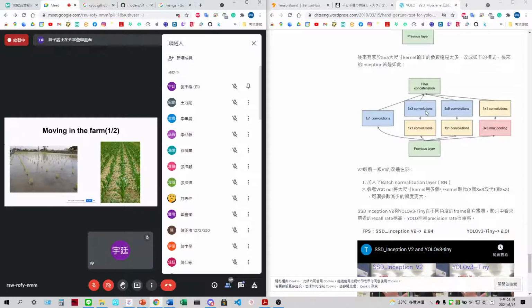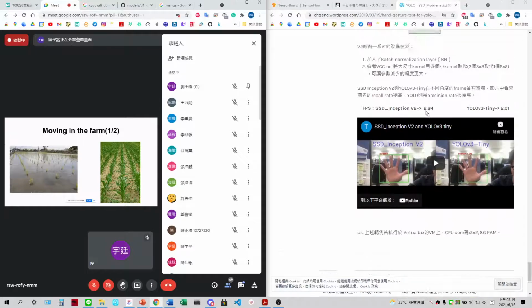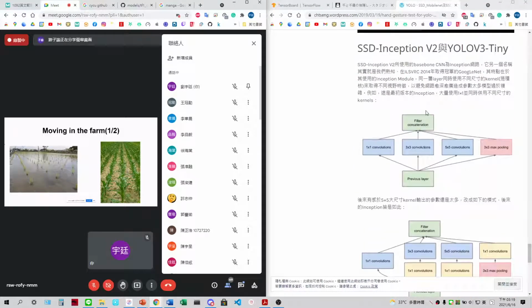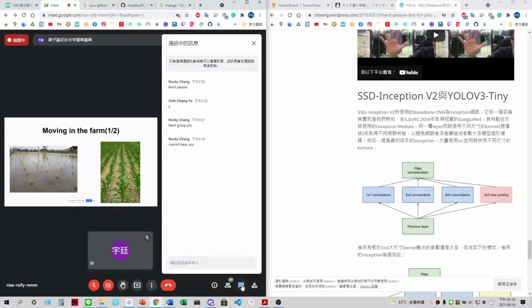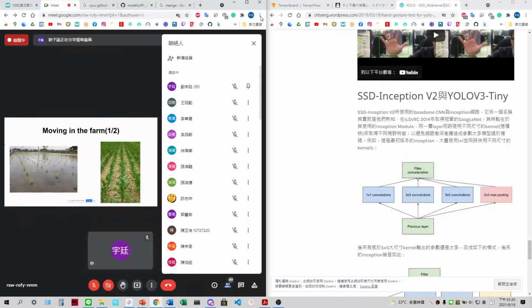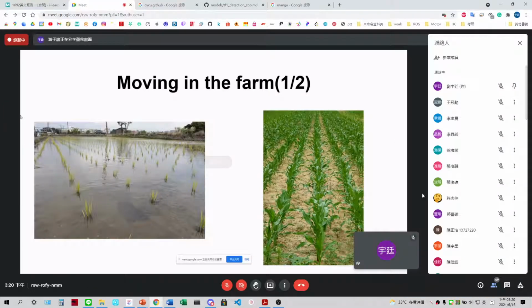Second is moving in the farm. And here is the first problem. The left side is the picture of my grandparents' farm. You can see there is much water in it, so our car cannot move in it. It can only move on a farm like the right picture. So we eventually changed to my other teammate's farm. It is a farm that plants corn and it is dry so that the car can move.